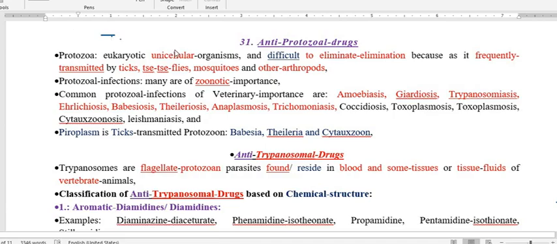So let us start another theory part, and the title is the drugs used against the protozoa, or anti-protozoal drugs. So today I am going to discuss the anti-protozoal drugs.